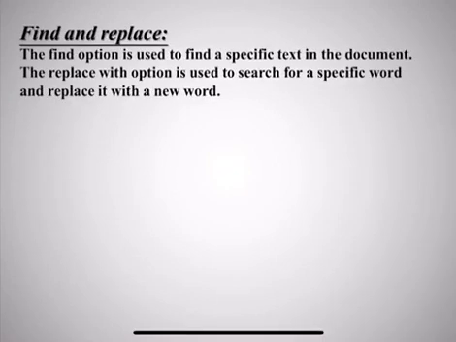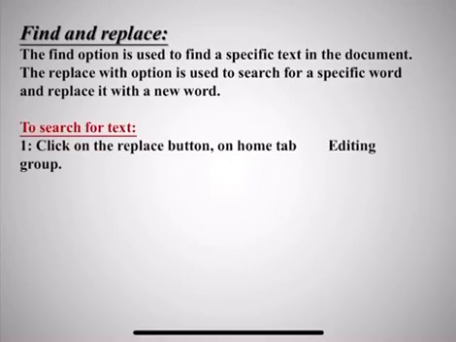Find and Replace. The Find option is used to find a specific text in the document. The Replace with option is used to search for a specific word and replace it with a new word. To search for text, click on the Replace button on the Home tab Editing group.